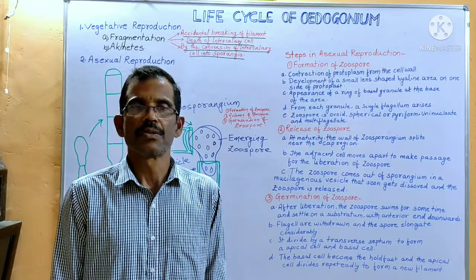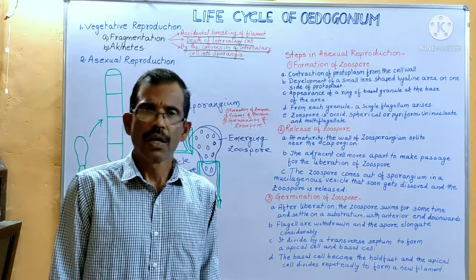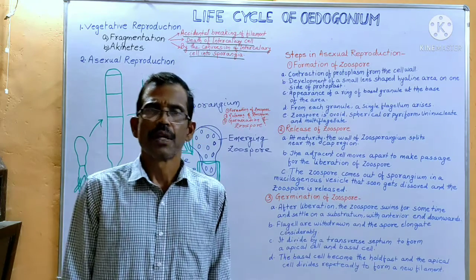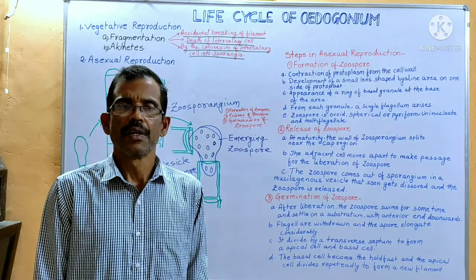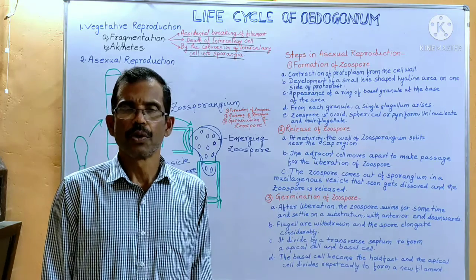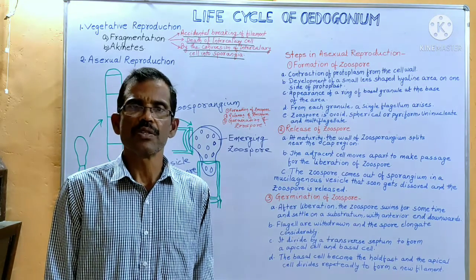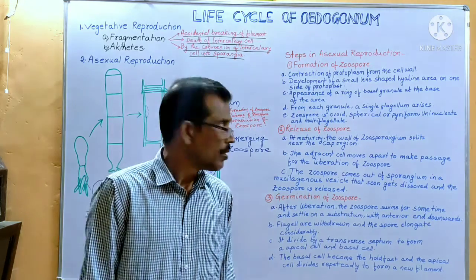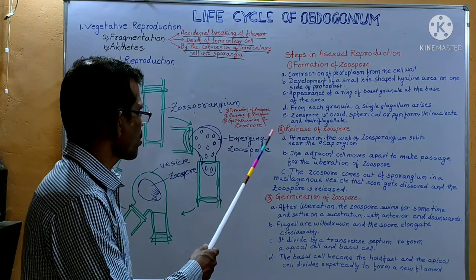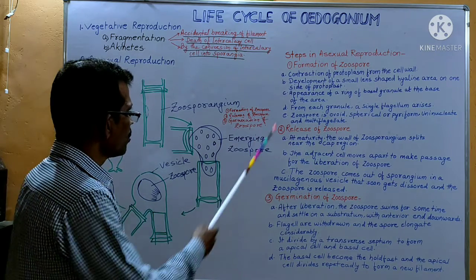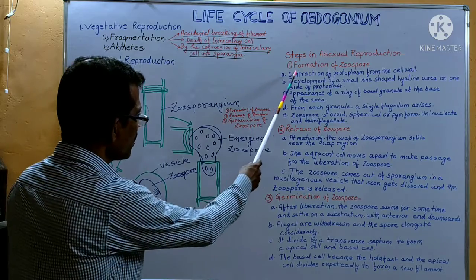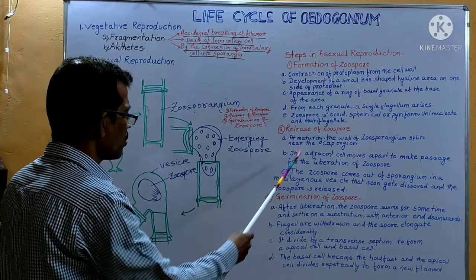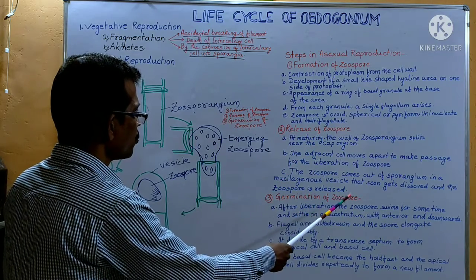Next is asexual reproduction. Asexual reproduction occurs by the formation of spores. The spores are formed singly inside a specialized cell known as a sporangium. So the sporangium is the structure inside which the spore is formed. The asexual reproduction includes three main steps. First is formation of zoospore. Second is release of zoospore. Third is germination of zoospore.